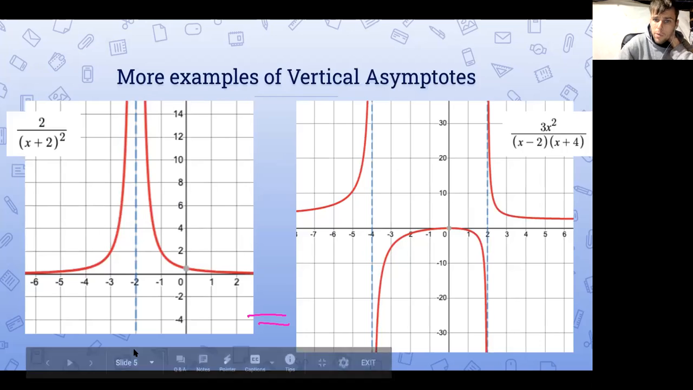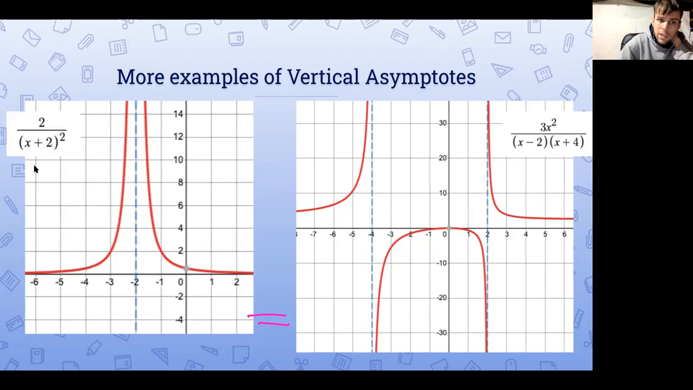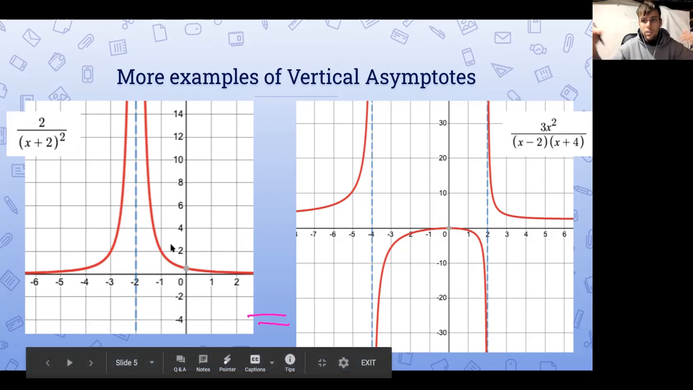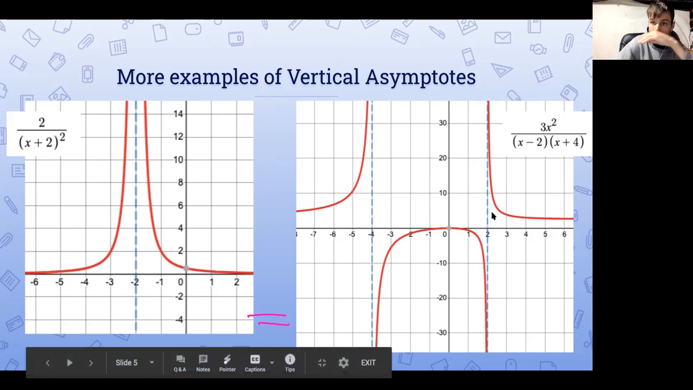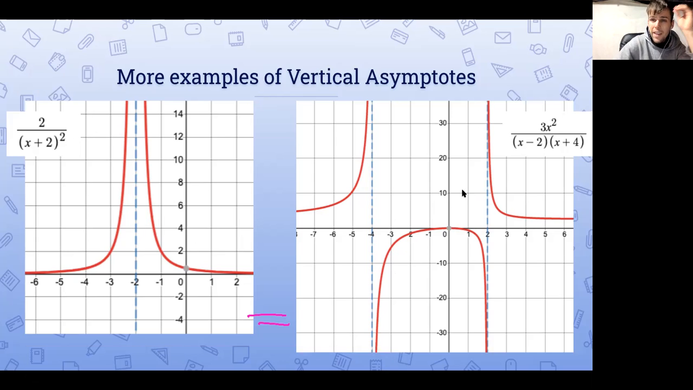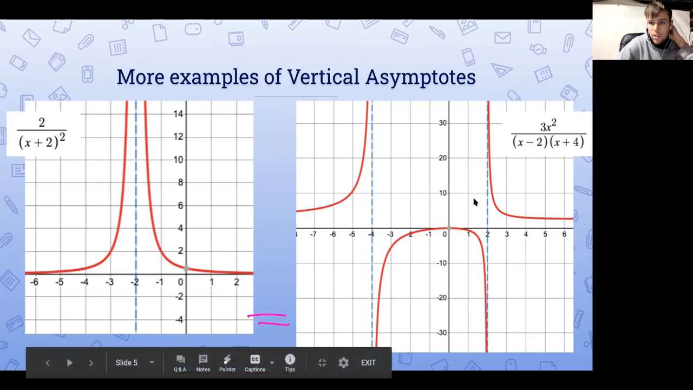So here are a couple other examples of vertical asymptotes. Here's a function right here, and you can see at -2 we have a vertical asymptote. The graph is growing to positive infinity on both sides there. Here there's a couple vertical asymptotes, one at -4 and one at 2. It's approaching infinity, going down to negative infinity, down to negative infinity, up to infinity. It's having that asymptote behavior at those particular x values.